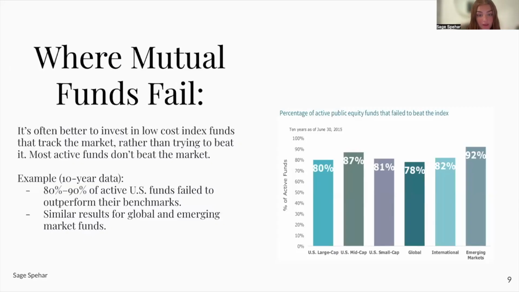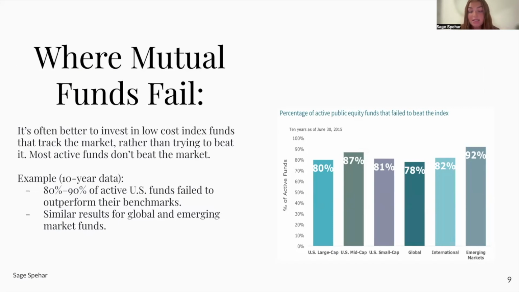Now, despite all those benefits, mutual funds do have their weaknesses, especially active ones. Like I mentioned earlier, research shows that over 80 to 90% of active US mutual funds fail to outperform their benchmarks over a 10-year period.